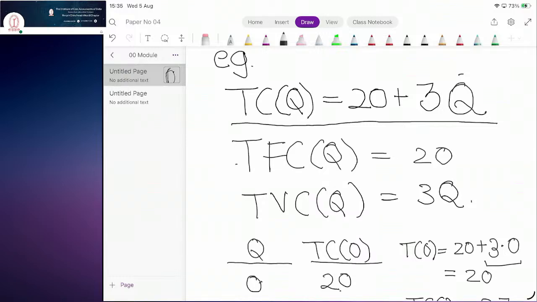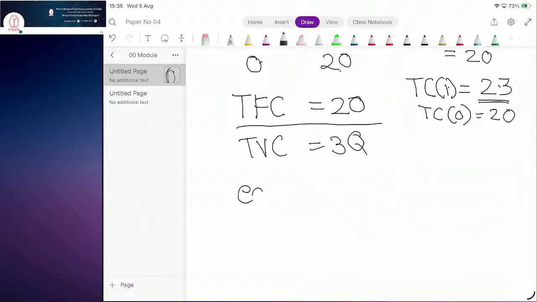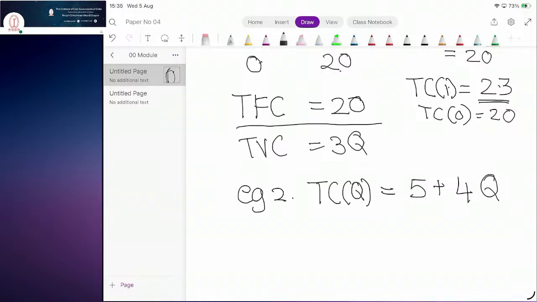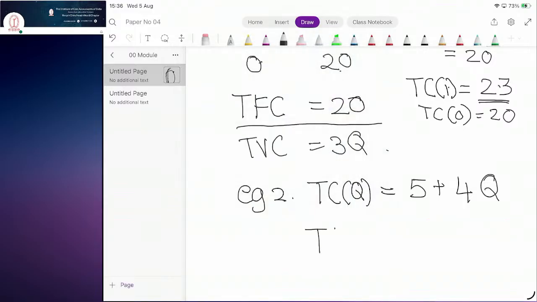Did you all get this? Let me give you one more example. Let us say, okay, do the calculation and correctly tell me what is the TFC and what is the TVC. Almost we are coming to the end of the lecture, so just pay attention. We want to define something most important cost concept.